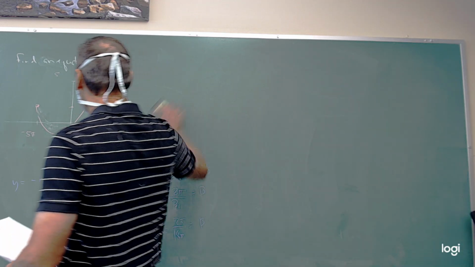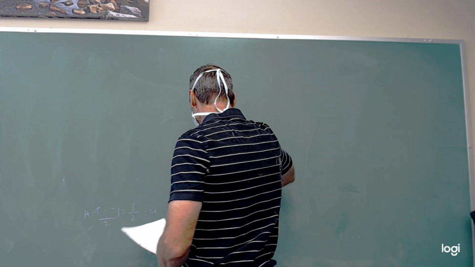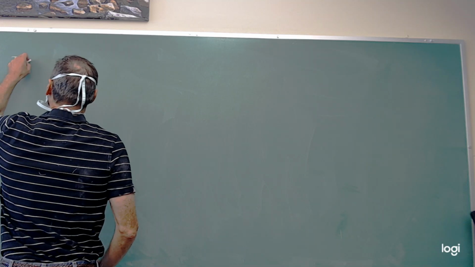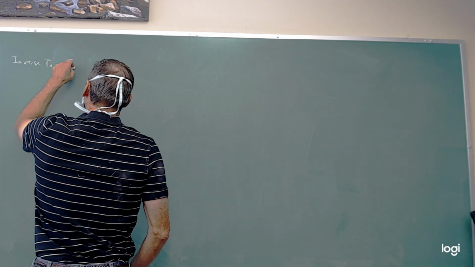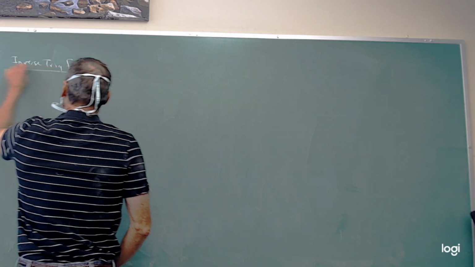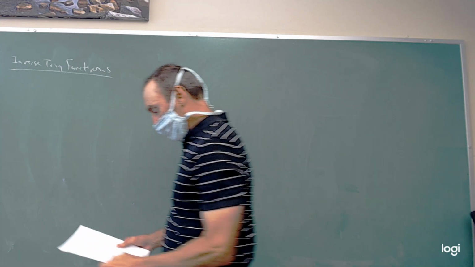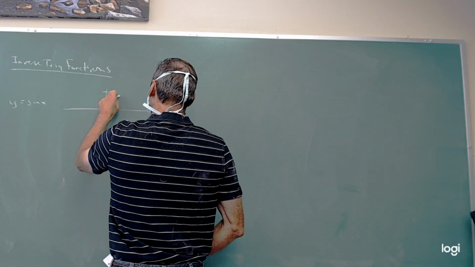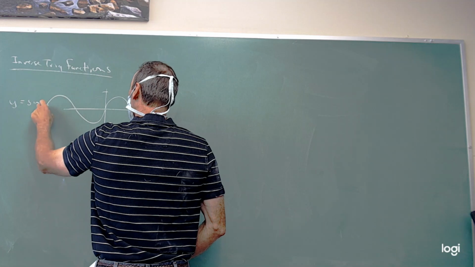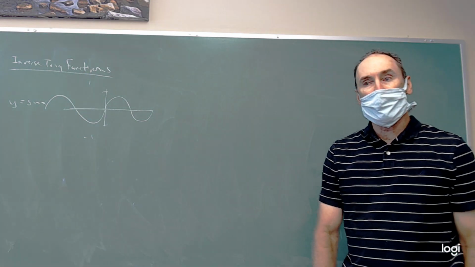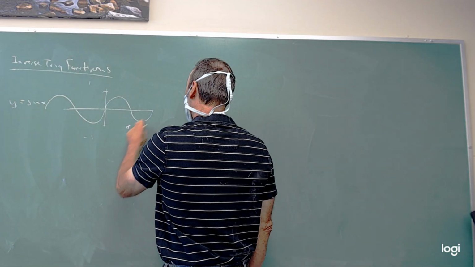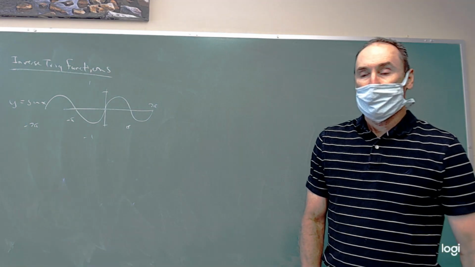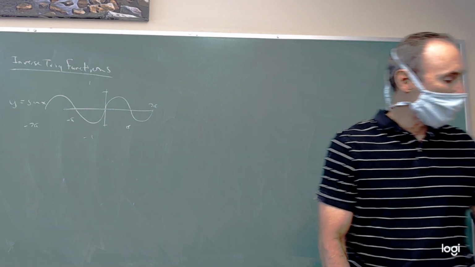Okay, so let's talk a little bit about inverse trig functions. And again, we will do more with this as we need it down the road. But if you remember, our sine curve does something like this, but it goes on and on and on forever. So it has a maximum y value of 1, minimum of -1, and it's going to have intercepts at multiples of pi.